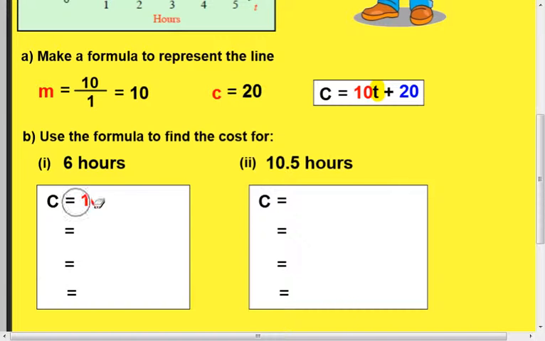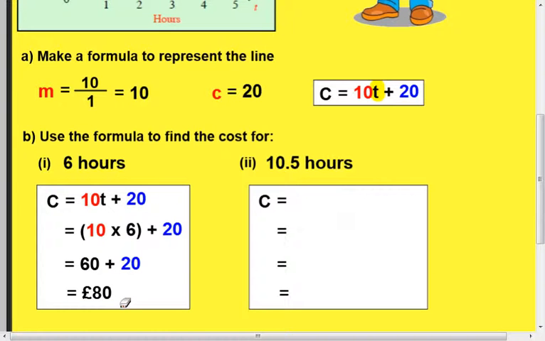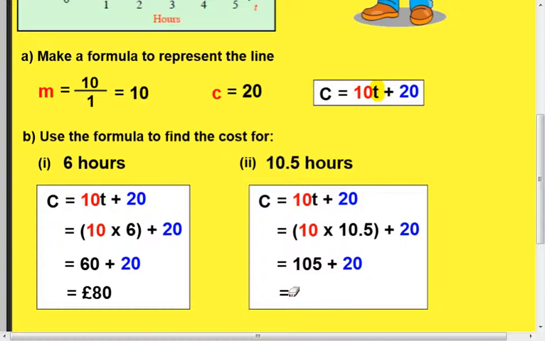Now to write this down, we write the formula down, and then write 10 times 6. I tend to put that in brackets, my multiplication, then add on the 20. 10 sixes are 60, add on the 20, and you get £80. So for 6 hours, this plumber charges £80. You can do exactly the same for the 10.5, write the formula out. This time we're changing the t into 10.5, so 10 lots of 10.5, or 10 times 10.5, then add on the 20. So just type that into your calculator, or just jump the decimal point forward one place. So 105 plus 20, and £125.